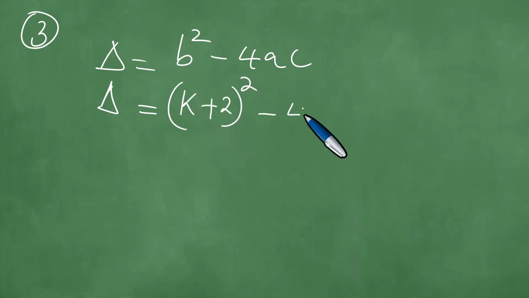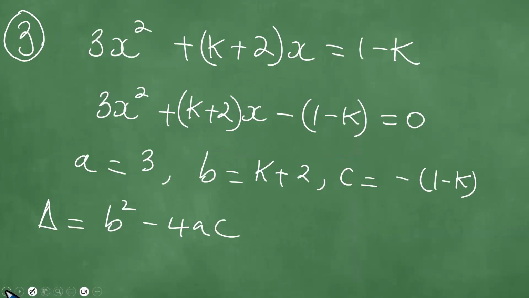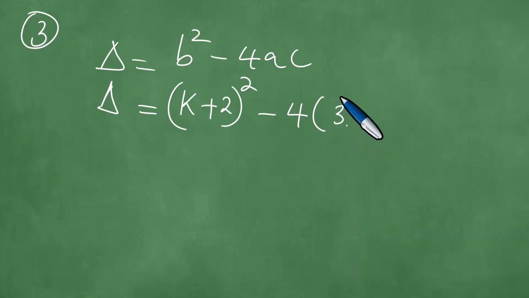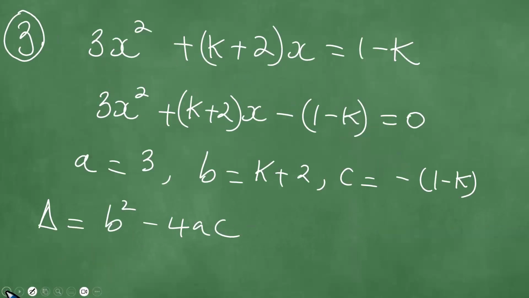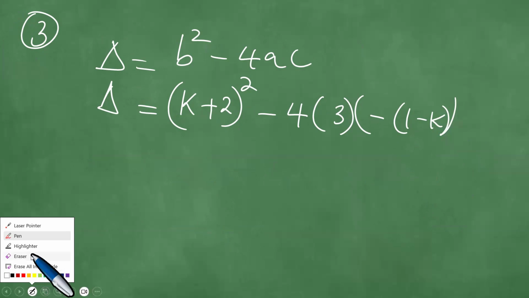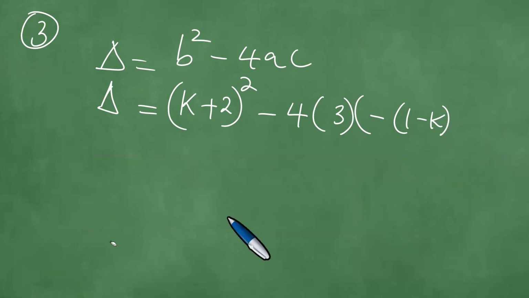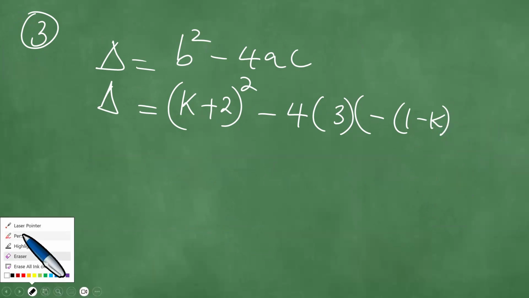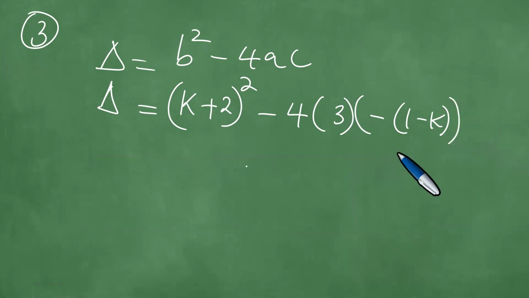k plus 2 squared minus 4a. a is 3. And c is what? c is minus into 1 minus k. Right, like so. Okay, let's see what we have here. Okay, now, what actually do we get?